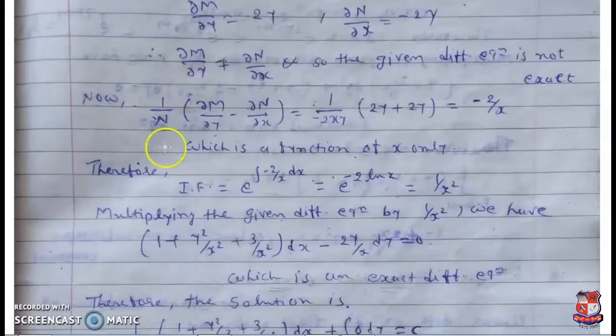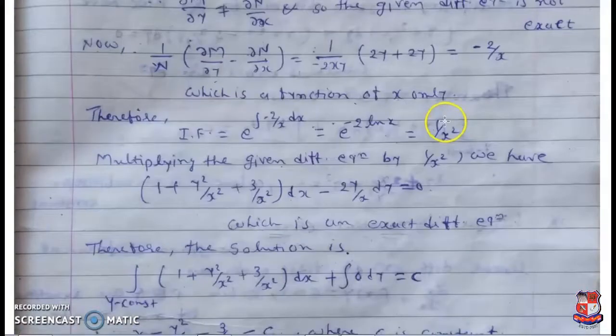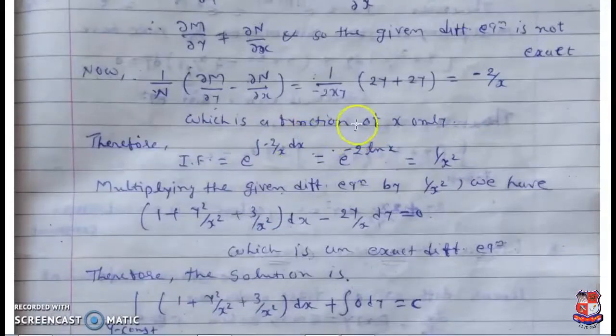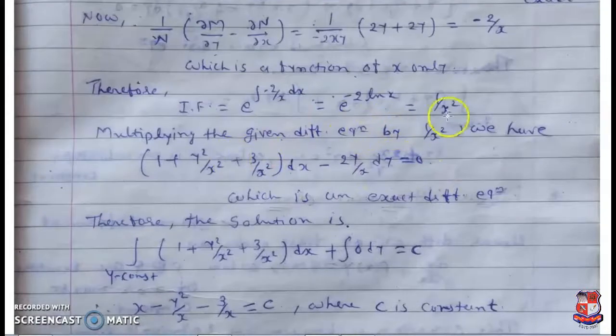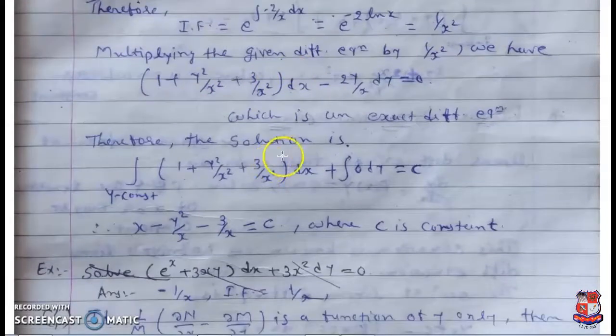Here we check the example x²y² plus 3 minus 2xy, and this becomes non-exact. Then we directly check (1/N)(∂M/∂y minus ∂N/∂x). Here we see that this is a function of x only, so this is f(x). This is our third case, and the integrating factor is e raised to the integral of f(x) dx. We solve this, multiply the whole equation by the integrating factor, get a new equation that becomes exact, and we solve it.